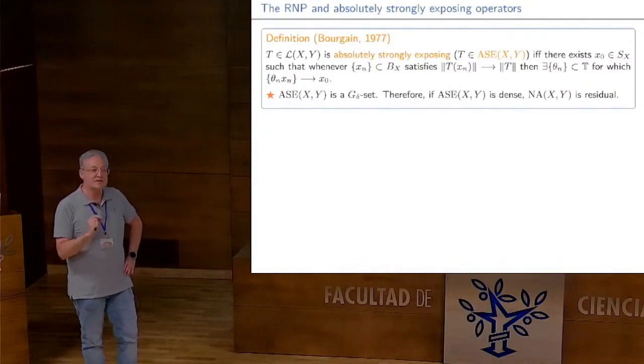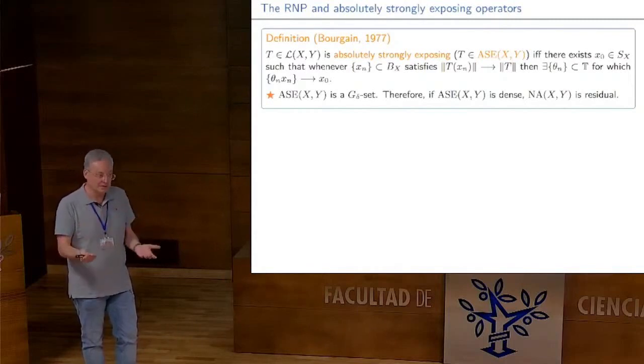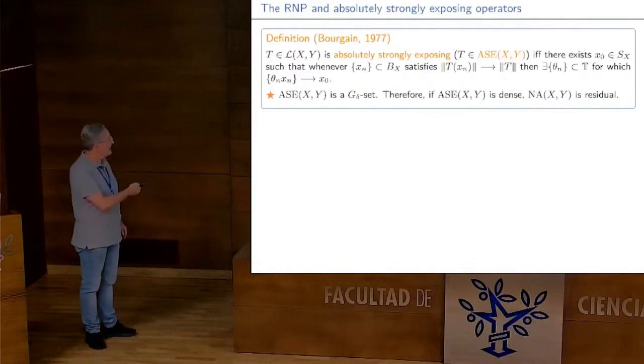An absolutely strongly exposing operator is the definition of a strongly exposing functional, but as you have an operator, it is impossible to have a unique maximum because you can rotate the point. But this is the only possibility: up to rotation, you have a strong maximum. Okay, but this set, as with strongly exposing functionals, is a G delta set. So if this is dense, then the set of norm-attaining operators is residual.